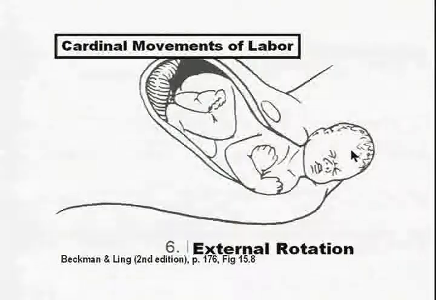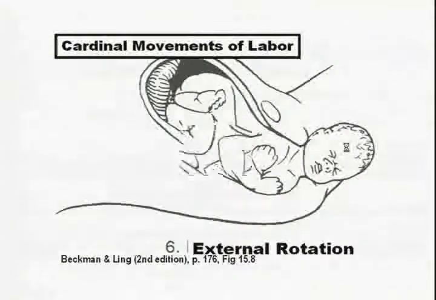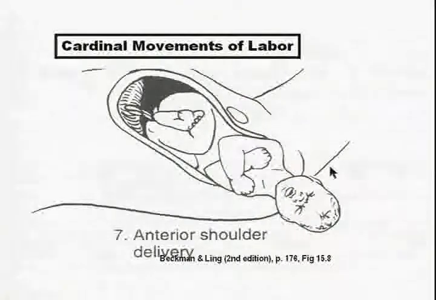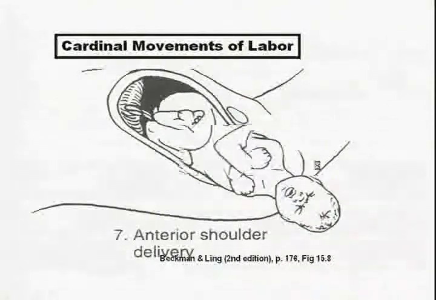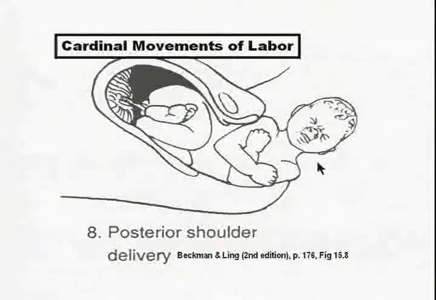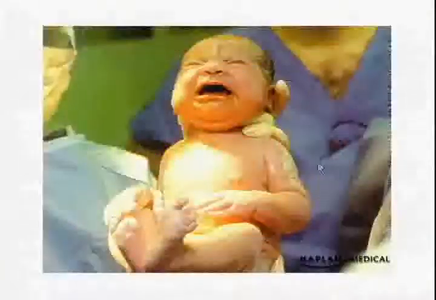We then lift up the head to deliver the anterior shoulder. Then we move the head posteriorly. Here's the posterior shoulder. Happy baby. All right, so remember the sequence. That's the end of the overview of labor.